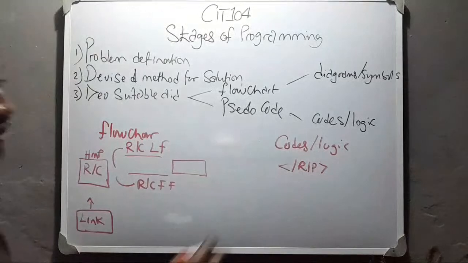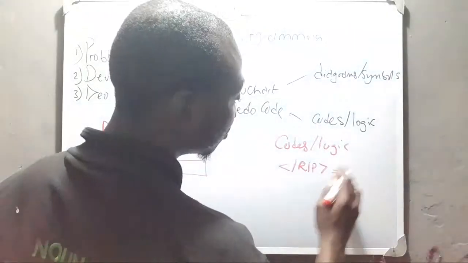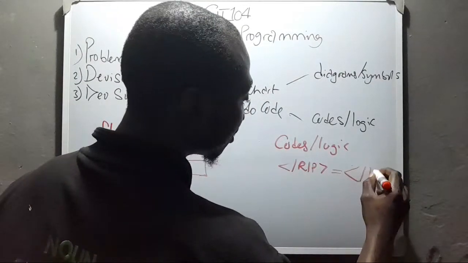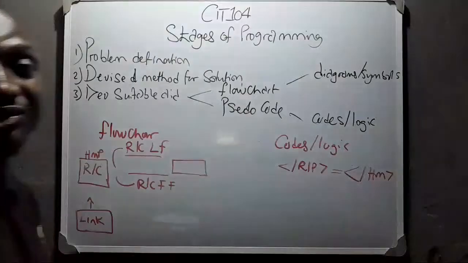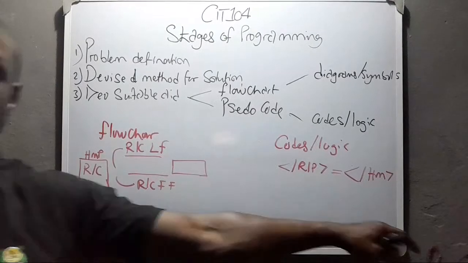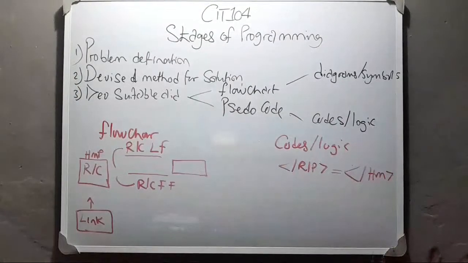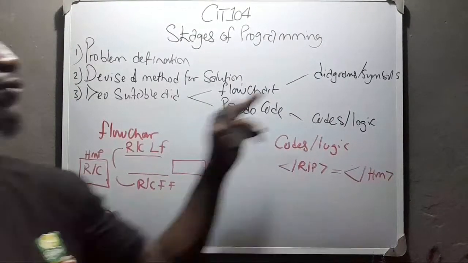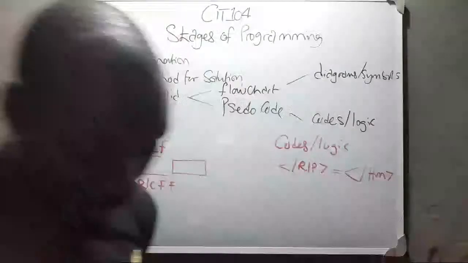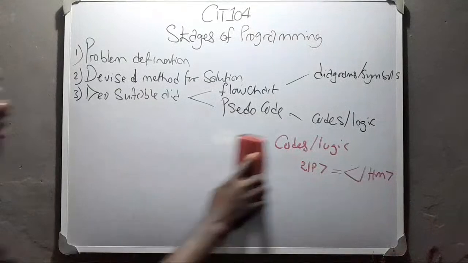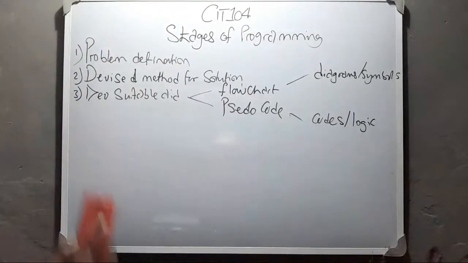Now then, this one now equals maybe to your own page, and you keep writing. This is basically more of logic. But basically, when we talk about flowcharts, we talk about diagrams and symbols. I will get to know that well. Let's proceed. We are still on the stages. Now that's number 3.